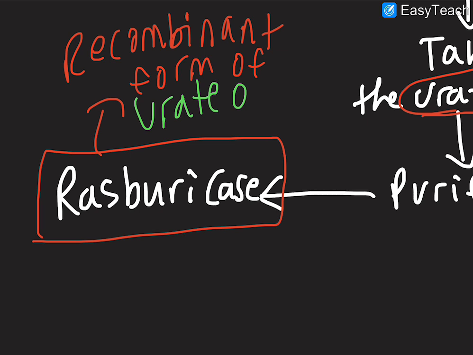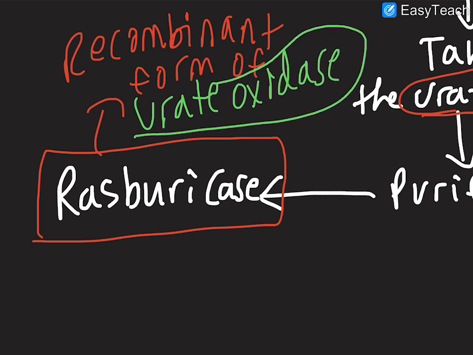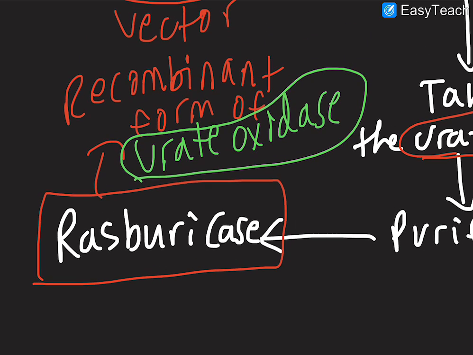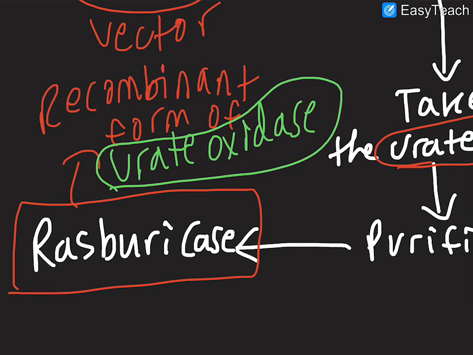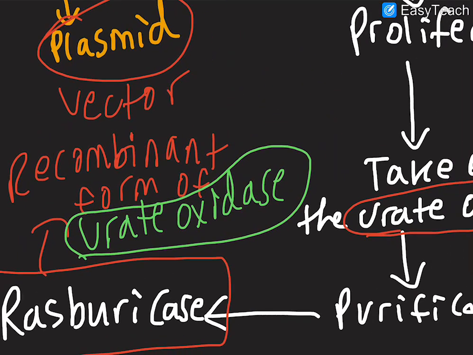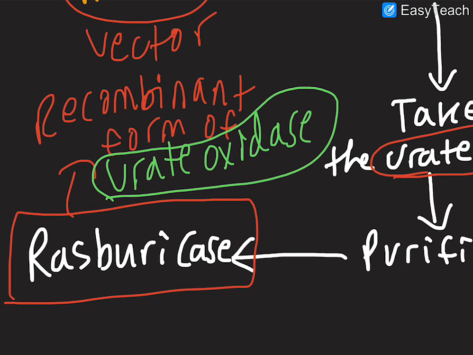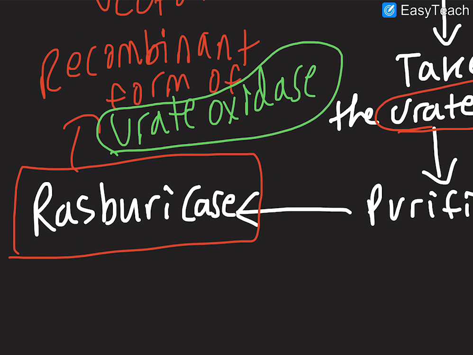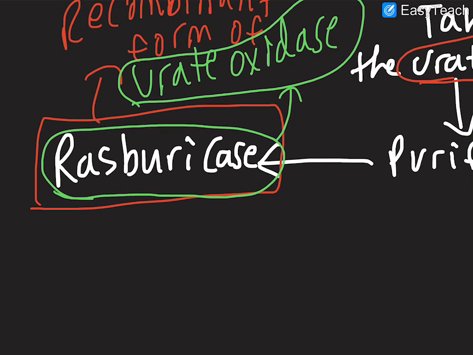So we didn't have urate oxidase in our cells, because it's not present in humans. It was present in Aspergillus flavus, the fungus. But then we took that and underwent some of the recombinant DNA processes, and got rasburicase, which is now medically usable, because it's literally the same function as urate oxidase.